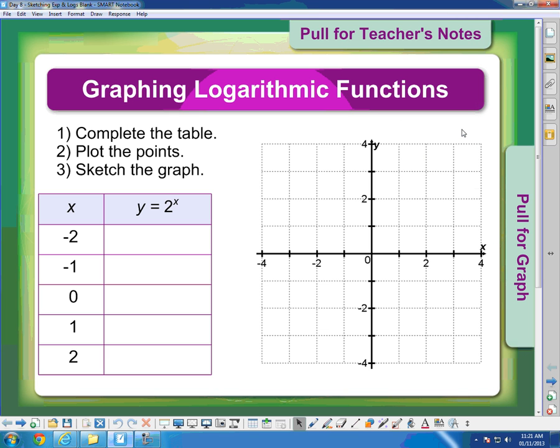Okay, so today's lesson is called Graphing Logarithmic Functions, although we're going to be graphing both exponential and logarithmic functions. Just before we get started, you'll notice that today's lesson will look a little bit different.